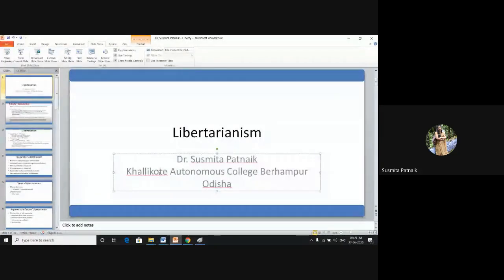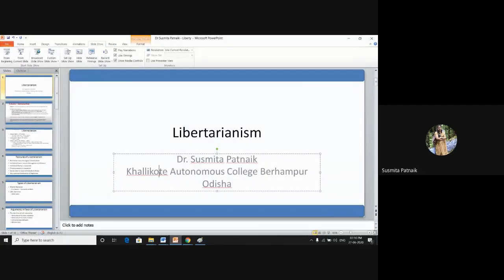Today's class is from MP1, Book 2. I have chosen one important topic, that is liberty in Egypt. This is the most important topic because you are all aware of liberalism. Most of you are confused between the words liberalism and libertarianism. Both are different: liberalism, libertarianism, liberty, etc. Without having knowledge about liberalism, you should not proceed towards libertarianism.